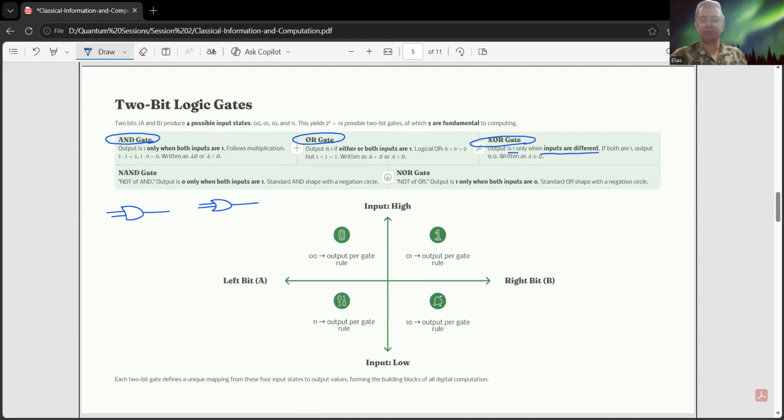For example, if one input is 1 and the other is 0, the output will be 1. But if both inputs are 0 or both inputs are 1, the output will be 0. And the way that we show it is like this. This is an XOR gate.